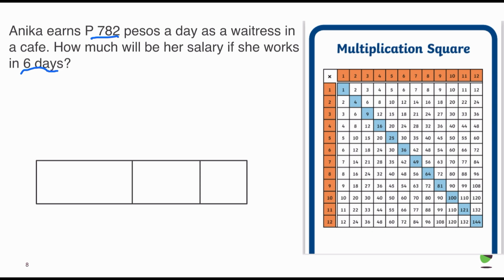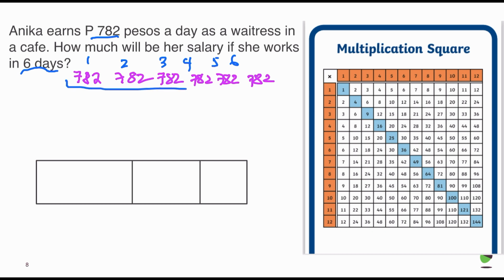So, we understand that in one day she has a salary of 782. For the second, third, fourth, fifth, sixth day, we're trying to figure out how much her salary will be. So, when she has worked 6 days, how much is her total pay? What we will do is 782 multiplied by how many? 6. Because we want to know her pay in 6 days.